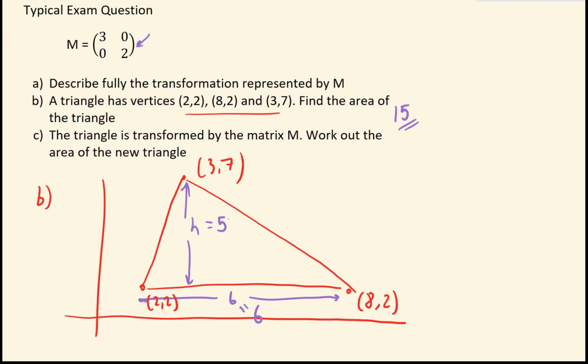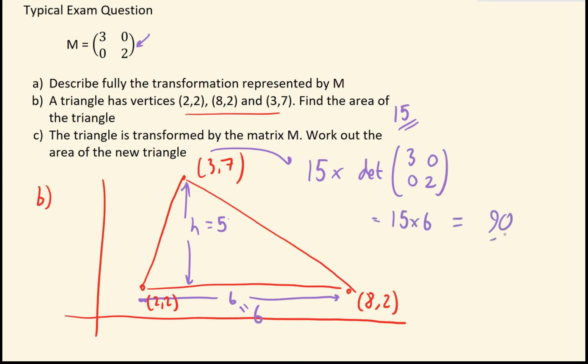We now have a triangle transformed by this matrix, so I have 3 new points, and we now want to work out the area of the new triangle. So this area will just be the old area times the determinant of that transformation matrix. So the determinant of 3, 0, 0, 2 will just be 6, so that will equal 15 times 6, which means my new triangle will have an area of 90. Occasionally just say 90 square units because you're not told if things are centimetres, millimetres, etc.